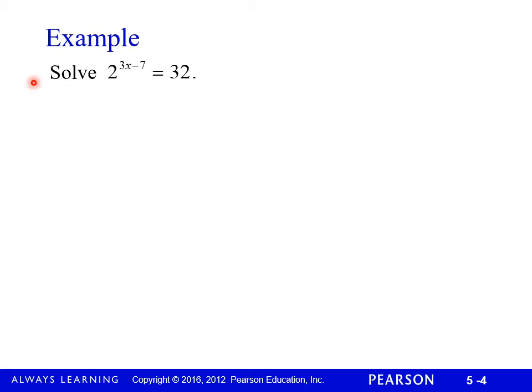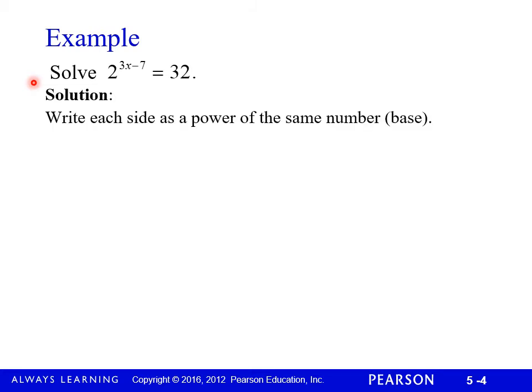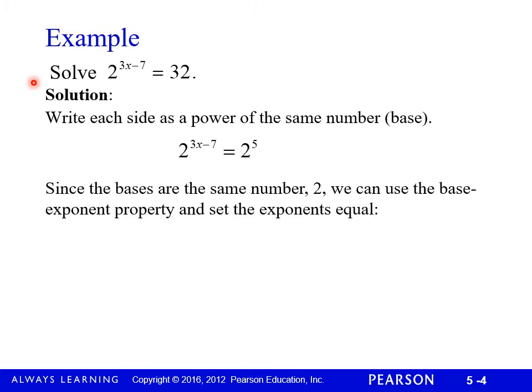Let's look at another example. Solve 2 to the power of 3x minus 7 equals 32. What we're going to do first is write each side as a power of the same number, or the same base. Since 32 is equal to 2 raised to the power of 5, we can change the right side of the equation to 2 to the 5th power. Notice now we have the same base type exponential problem. Since the bases are the same number 2, we can use the base exponent property and set the exponents equal.